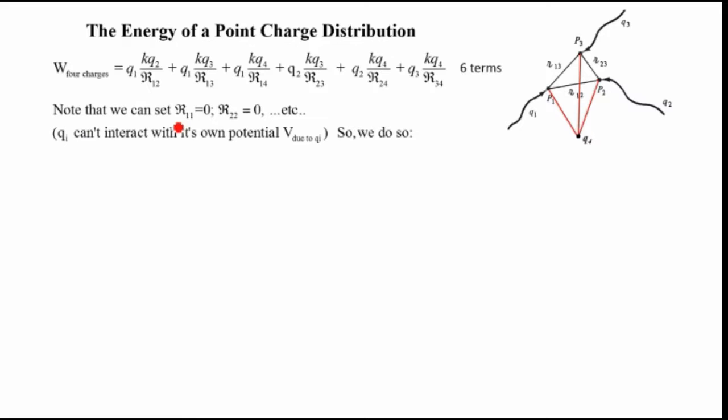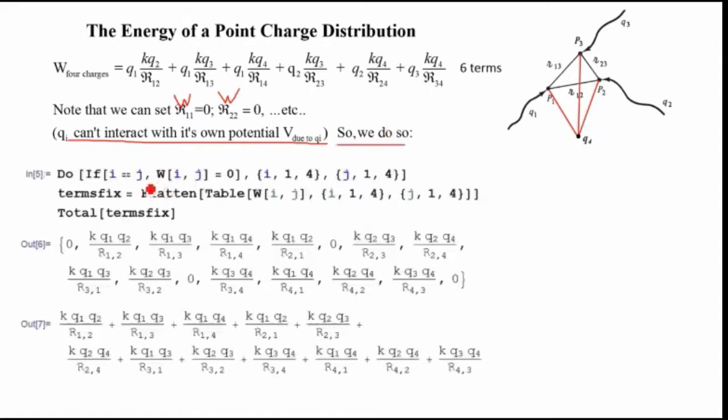We want to point out that you can't interact with your own potential. So Qi cannot interact with its own potential. When we have these terms, this should be W11, and we should have W22 here. So that would be equivalent to having R1 minus R1, which would give you 0. We're going to do that, and in Mathematica that's easy. You basically do an if statement, and if they're equal, you just set it equal to 0.